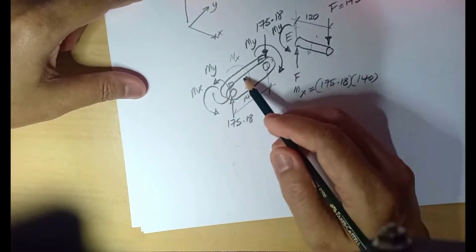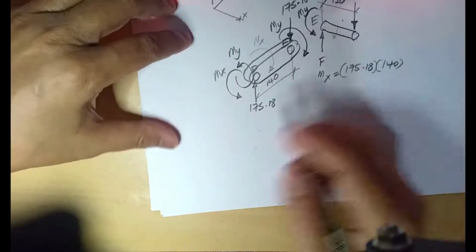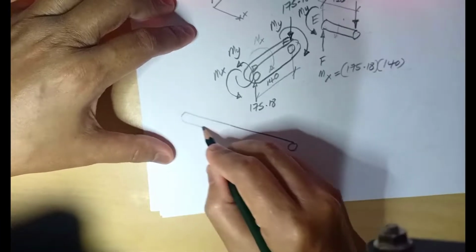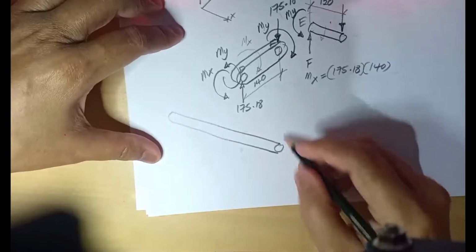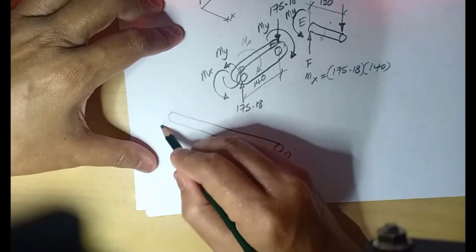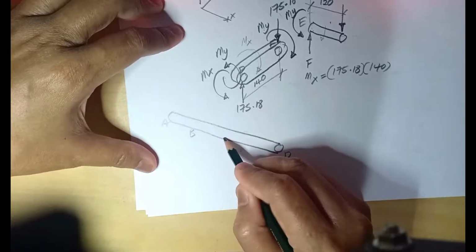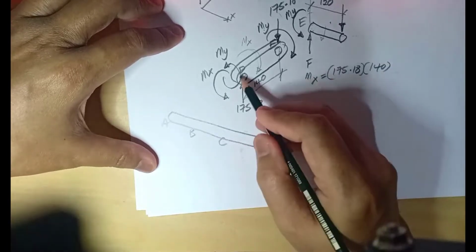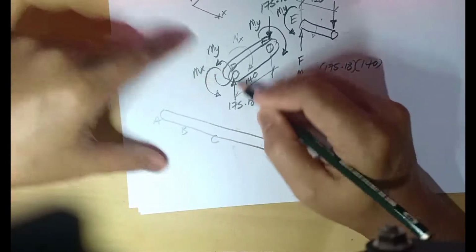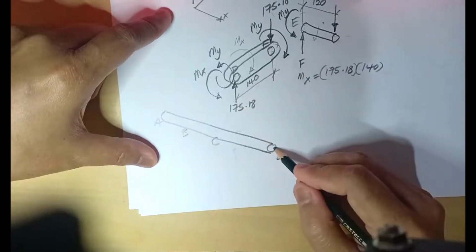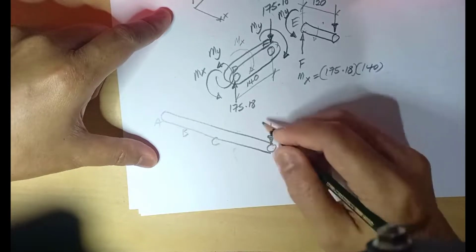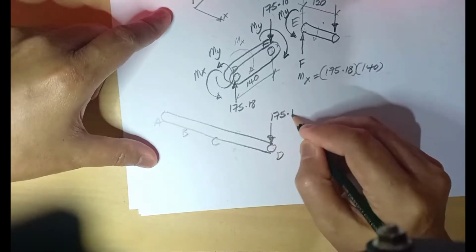Alright, if we look at the shaft free body diagram, this is your shaft. This is your point D. We have A here, then B here, this point C, and D. The D here will be joined to this member DE. Since for member DE the force is upward, for the shaft it should cancel out to become zero, so it should be downward 175.18.